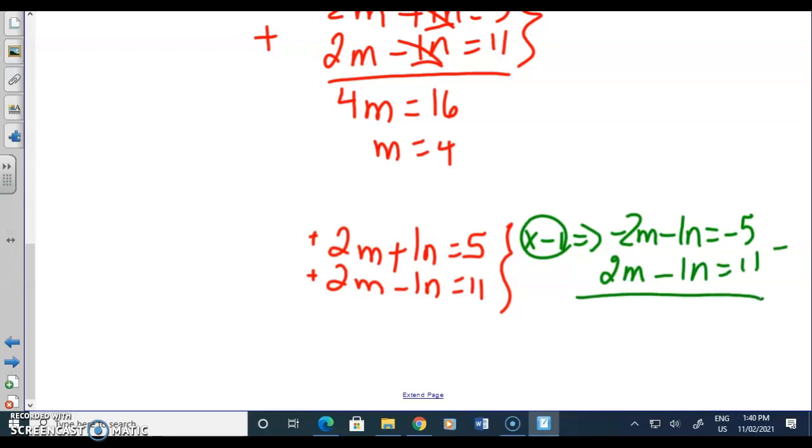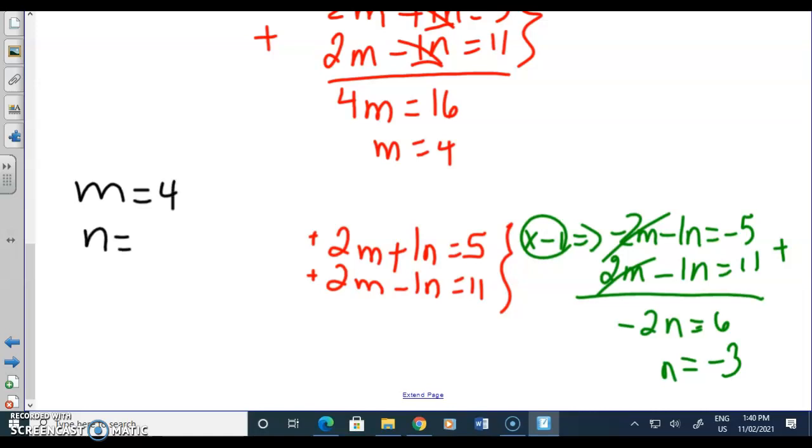And now, if I add, the two m's go away. I'm left with negative 2n. I'm going to have 11 subtract 5, which will give me positive 6. I will divide by negative 2, and n will end up being negative 3. So my two values that I was looking for are m is 4 and n is negative 3.